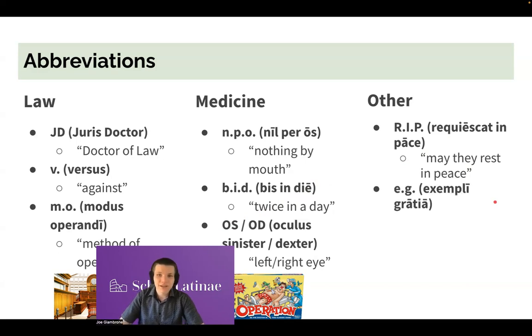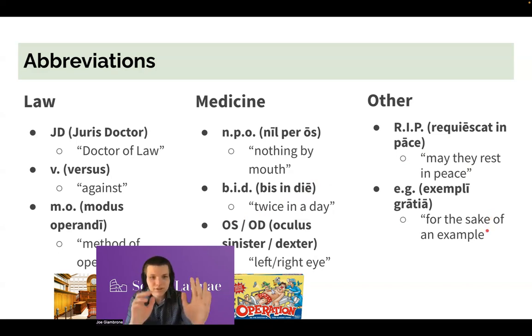We also have e.g., exempli gratia, for the sake of an example. Imagine we have a closing quotation mark there. And e.g. and i.e. get mixed up a lot in English. I.e. stands for id est, means that is. E.g. is when you are trying to give an example of an aforementioned thing. So for example, I might say, you should watch a ScholaLatinae video, e.g. the modern influence of Latin.